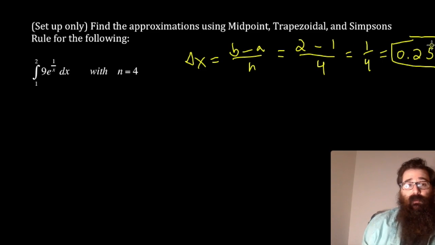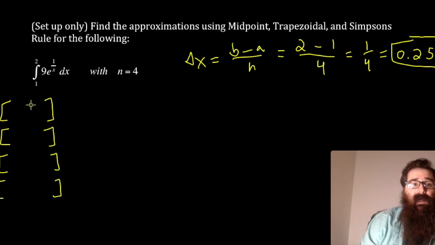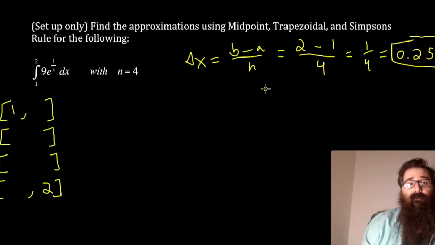Once we have delta x, we want to write out our subintervals, and we know that we should have n of these equally spaced subintervals. So I like to write these as n empty boxes. I like to stack them vertically. And we know that the very first subinterval has to start where the interval starts, which is at 1. And then the very last subinterval has to end where the interval ends, which would be at 2. The idea is that we're going from 1 to 2, but we're just going to break it up into 4 equally spaced subintervals.